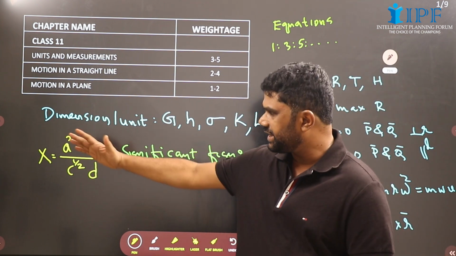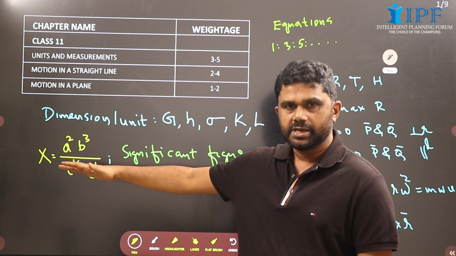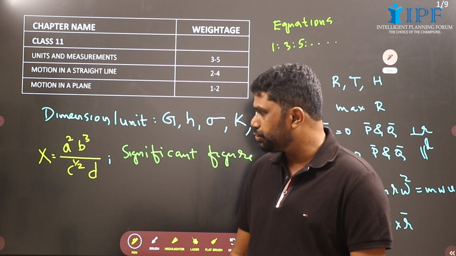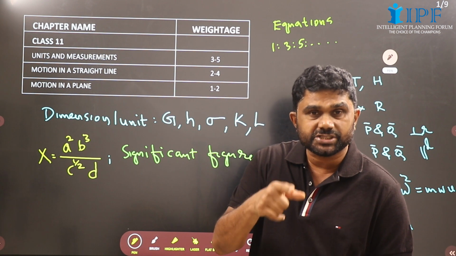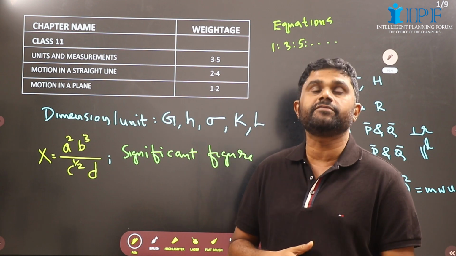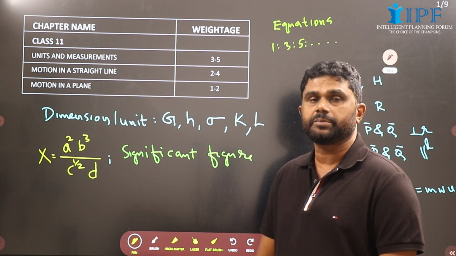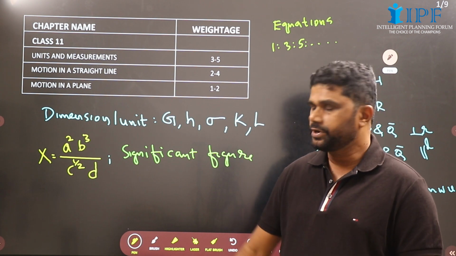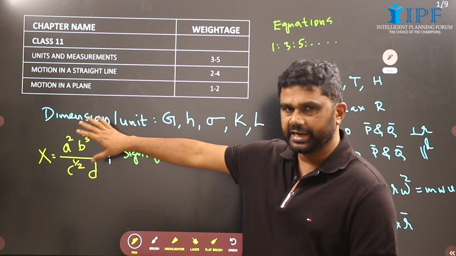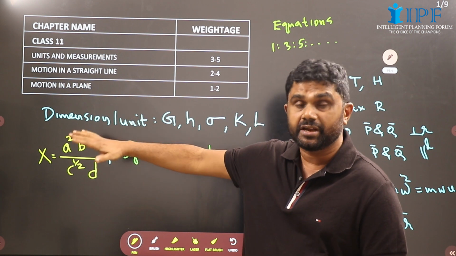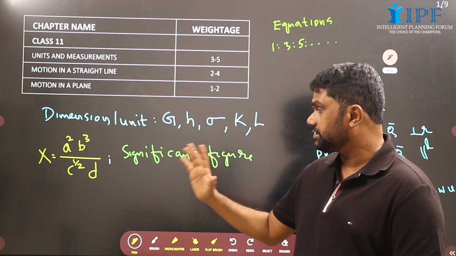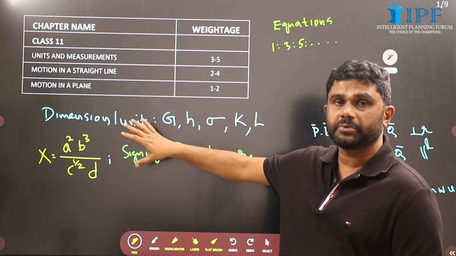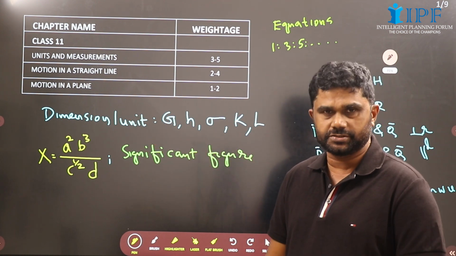Okay. Then one of the common questions is finding the percentage error. Suppose a physical quantity x is given, this is an example, as a square b cube c raised to half d. The percentage error in the measurement of A, B, C and D will be given, and you will have to find the percentage error in X. How to find the percentage error in X is explained in our earlier videos. You can watch those videos.